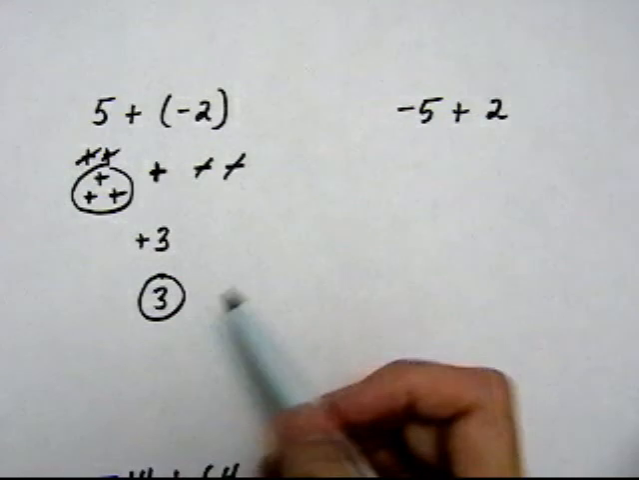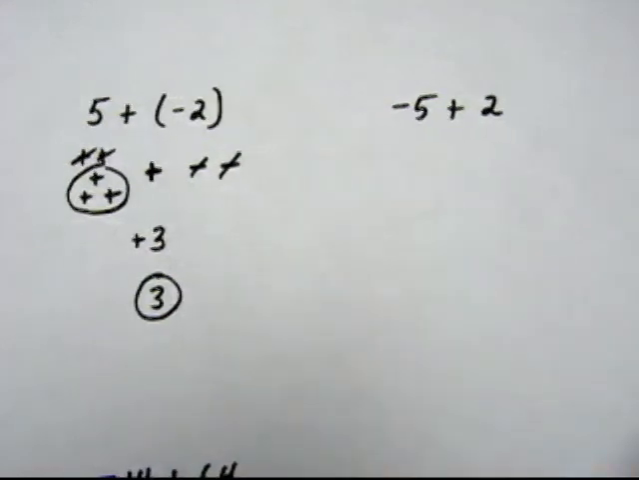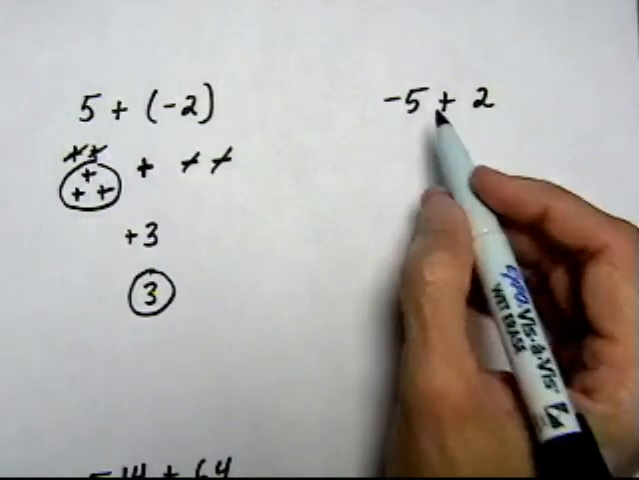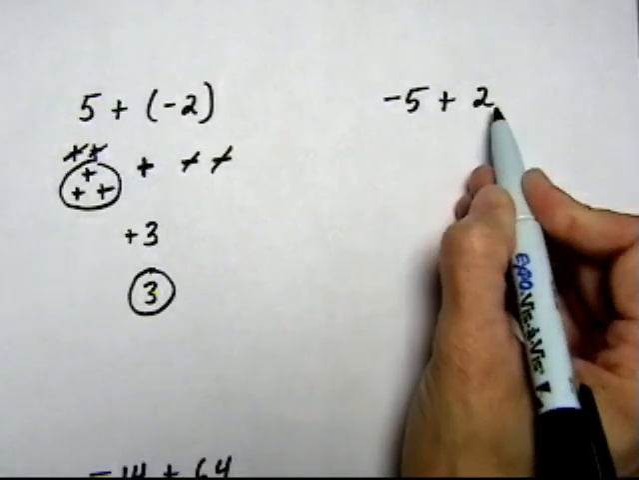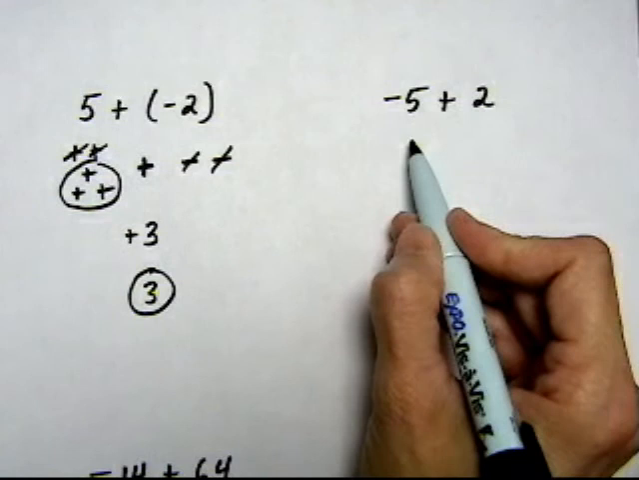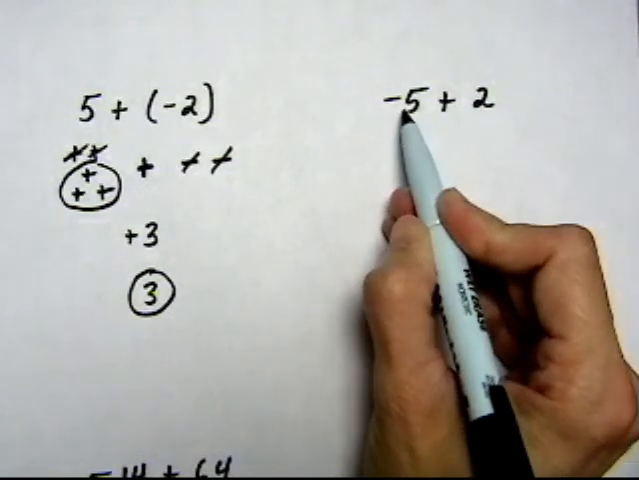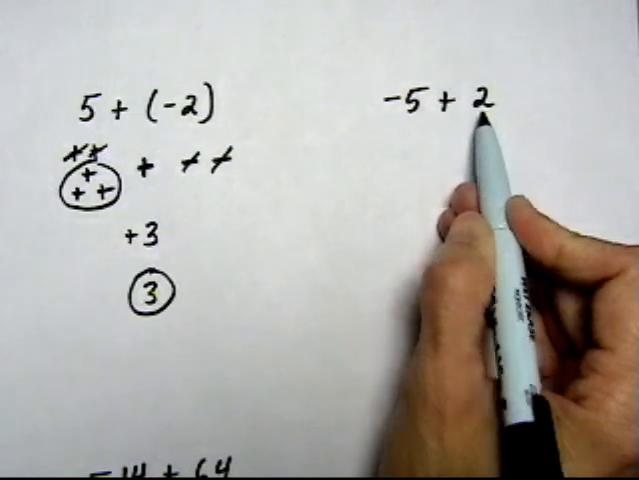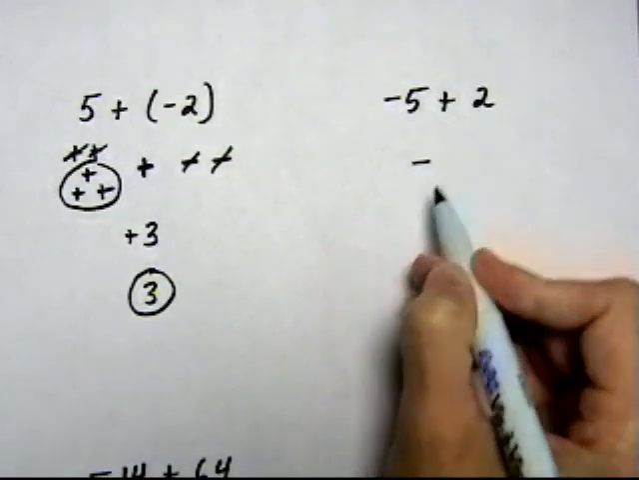Alright, so let's try another one. And I'm going to show you a couple different ways to think about these, and just use whatever method makes the most sense to you. Negative 5 plus 2. So again we can look and say, well, we are starting off with more negatives because we have 5 negatives and only 2 positives. So that means the final answer is going to be negative.